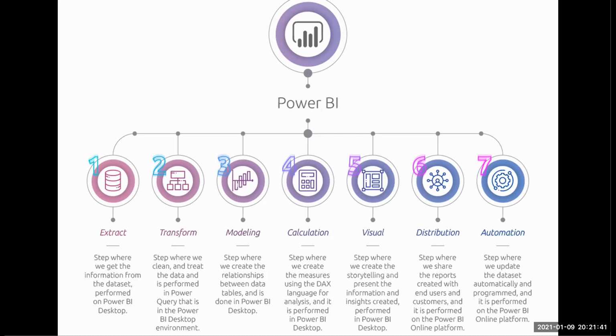Then after modeling, this is where you now do calculation. Calculation is where we're talking about the DAX function. This is where you create measures within your data. So let's say you have sales, cost of sales, and then you have quantity sold. Within your DAX language, you can now start creating what is the actual sales amount, where you get to multiply the sales quantity with the sales price and all of that.